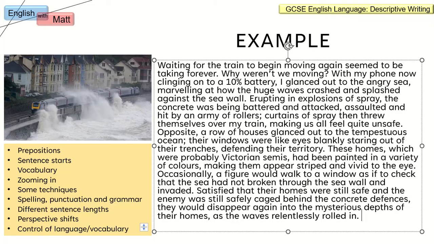Curtains of spray then threw themselves over my train, making us all feel quiet and safe. Opposite, a row of houses glanced out to the tempestuous ocean. Their windows were like eyes blankly staring out of the trenches, defending their territory. These homes, which were probably Victorian semis, had been painted in a variety of colours, making them appear striped and vivid to the eye. Occasionally, a figure would walk to a window, as if to check that the sea had not broken through the seawall and invaded. Satisfied that their homes were still safe and the enemy was still safely caged behind the concrete defences, they would disappear again into the mysterious depths of their homes as the waves relentlessly rolled in.